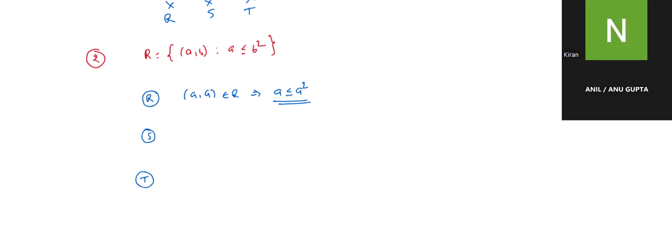If you are taking (2, 2), what does it mean? 2 is less than or equal to 2 square. Is it true? True only, less than or equal to. Any one condition has to be satisfied. Clear? So it will be reflexive.